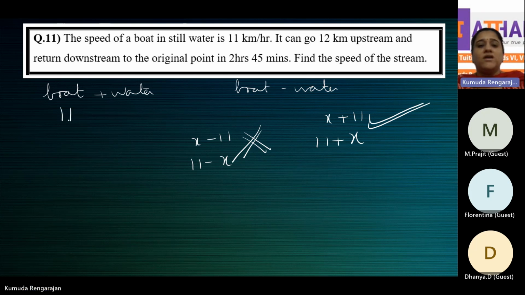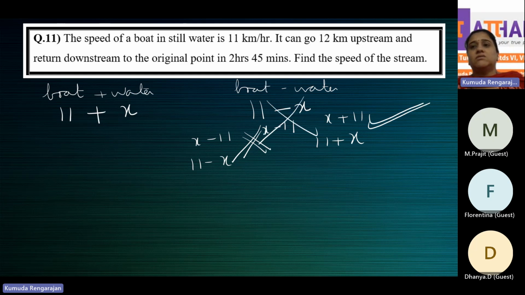What is the speed of the boat? 11. What is the speed of the water? X. Downstream speed, this is speed downstream. Upstream will be, what's the speed of the boat? 11. What's the speed of the water? X. 11 minus x. But if we say x minus 11, it's wrong.